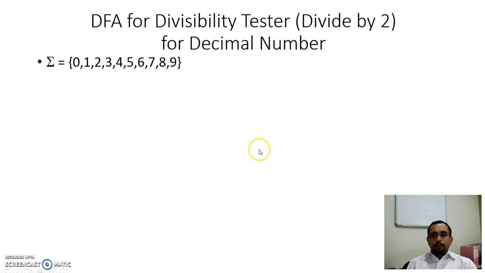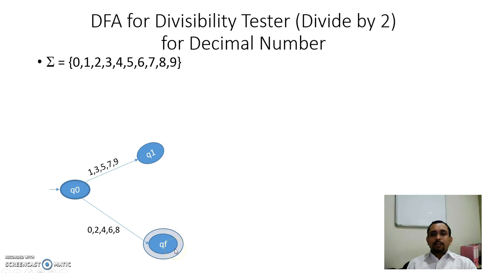The input alphabet will be the same as in the previous case. Q0 is the initial state, Q1 is the state where the remainder is non-zero, and Q2 is the state when the remainder is 0. So we have shown Q2, or say QF, as the final state. Here we have inputs 1, 3, 5, 7 and 9. In other words, whenever the given input is odd, we will reach Q1. Whenever the given input is even, we will reach QF. The cases are shown here.